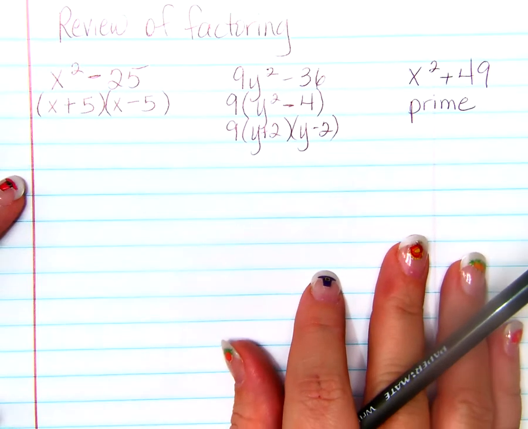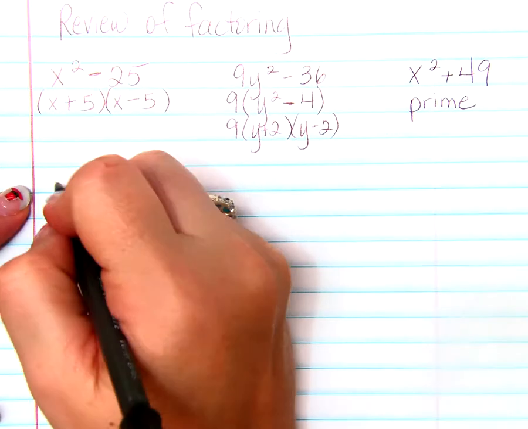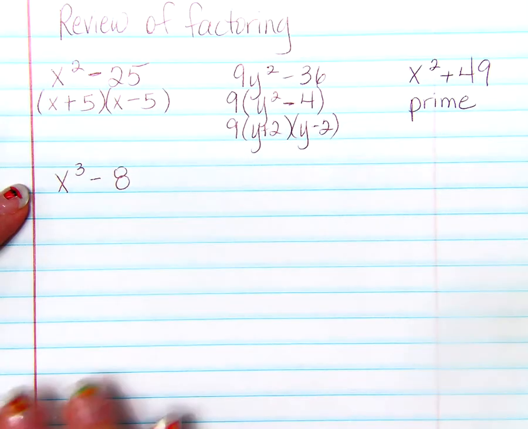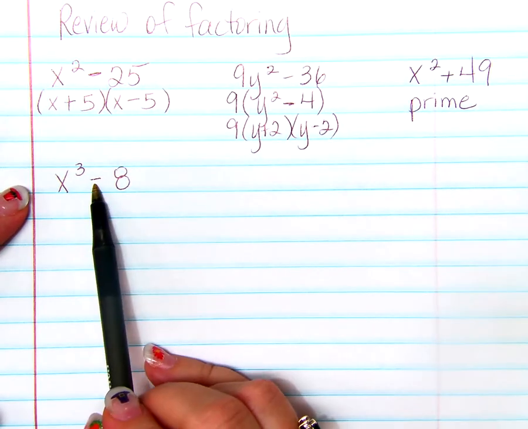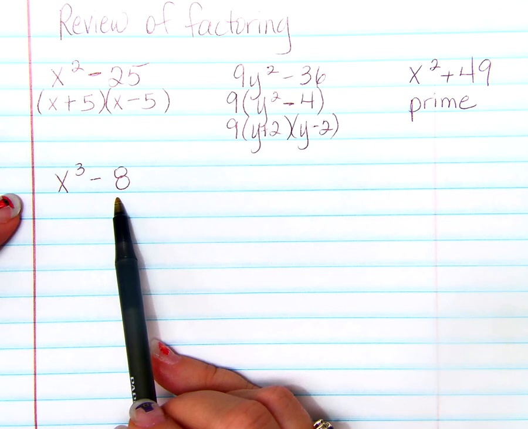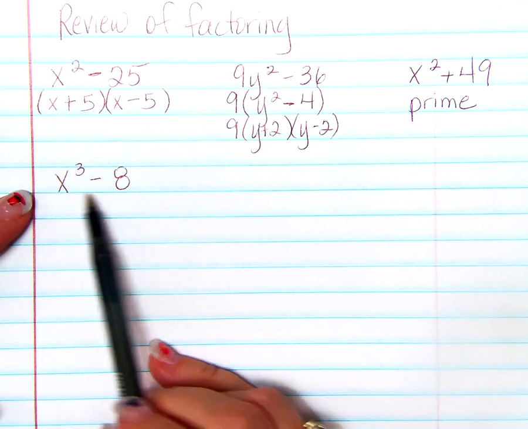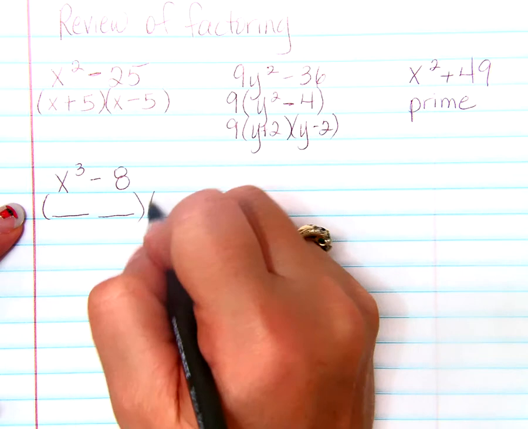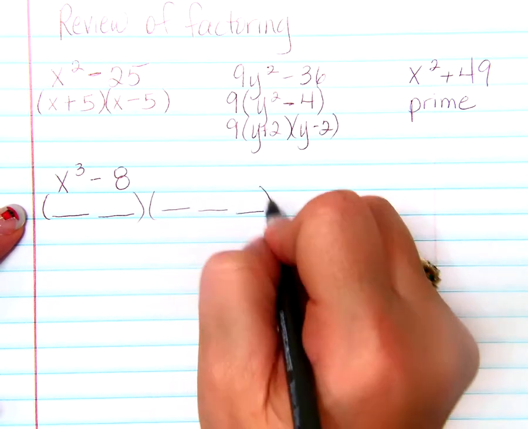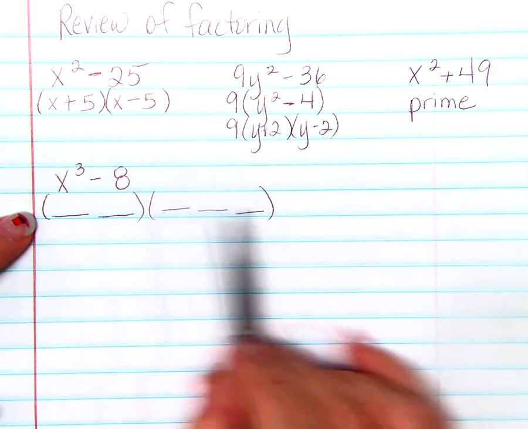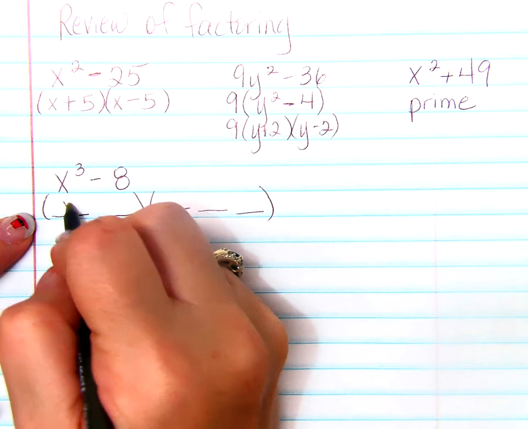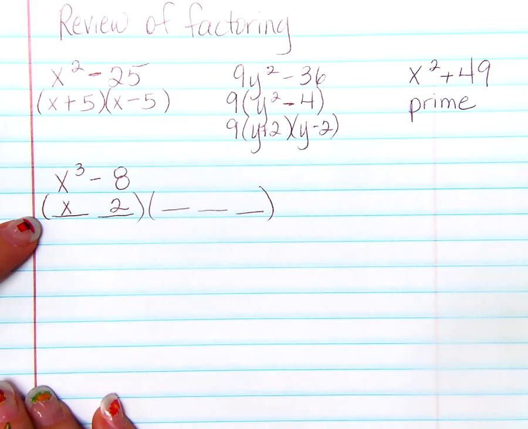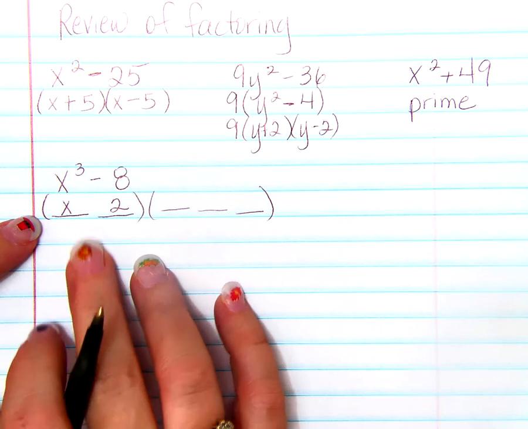Another binomial that we talked about factoring today was a binomial that looked like this. X cubed minus 8. Now, this is a difference, but it's not of 2 squares. It is the difference of 2 cubes. Remember, we have a binomial and a trinomial. So when we go to fill in our blanks, cube root of the first term goes here. Cube root of the second term goes here in our binomial. And we get our trinomial from our binomial.